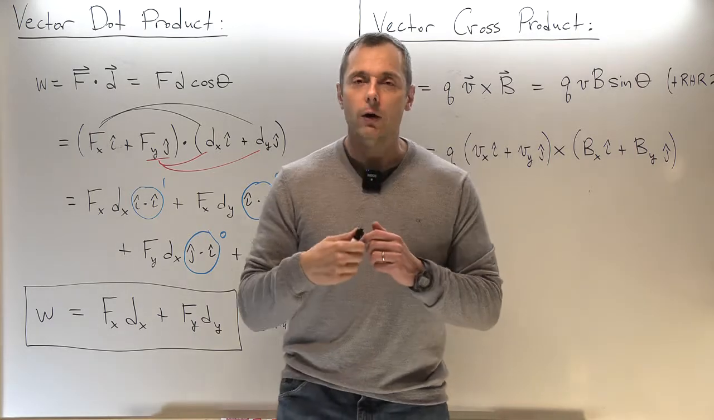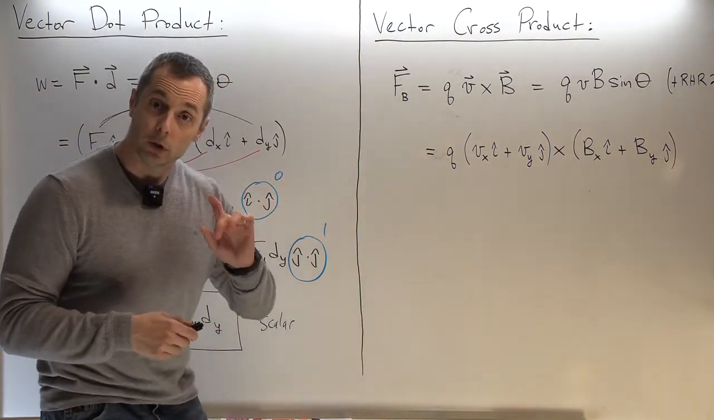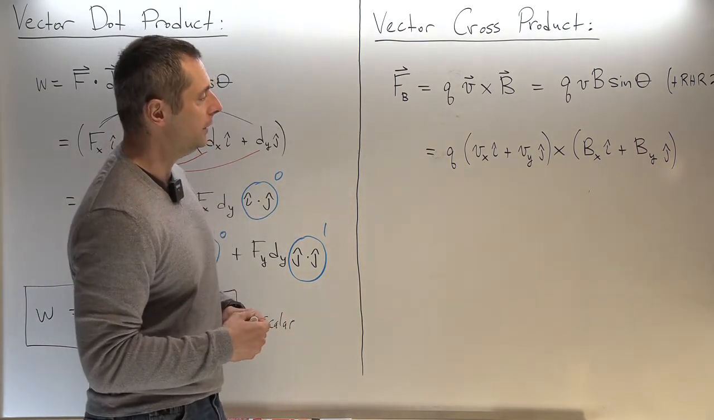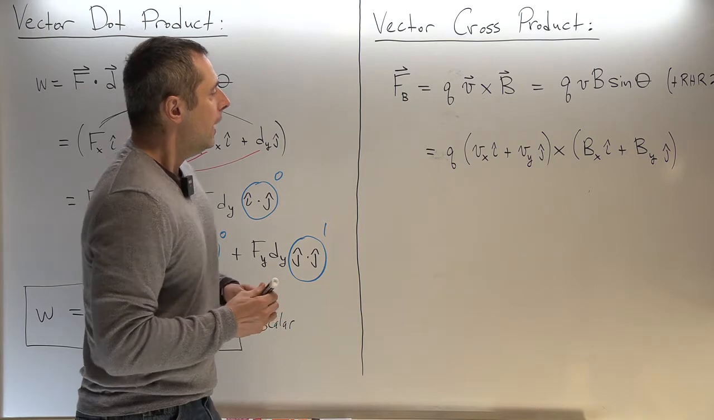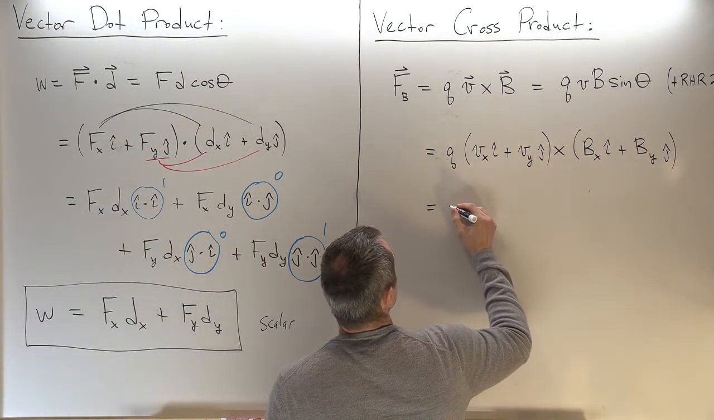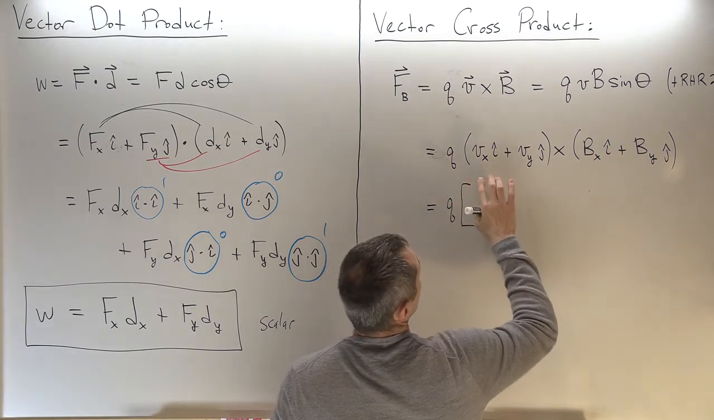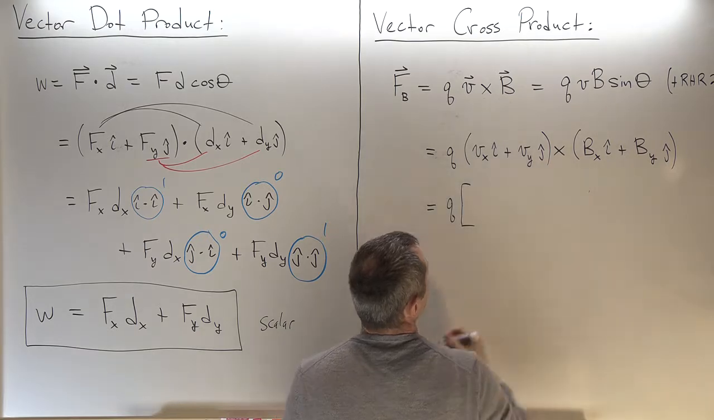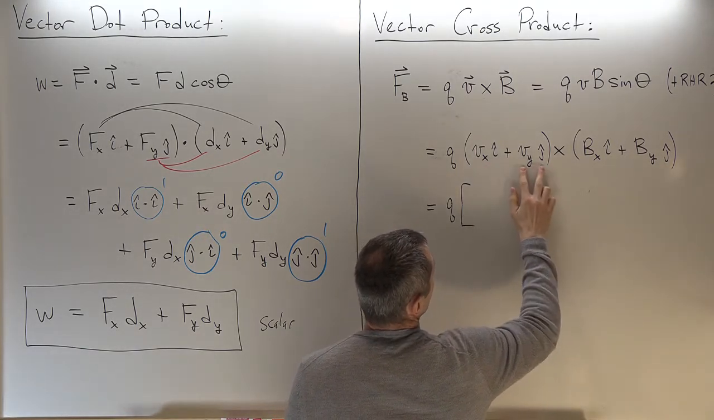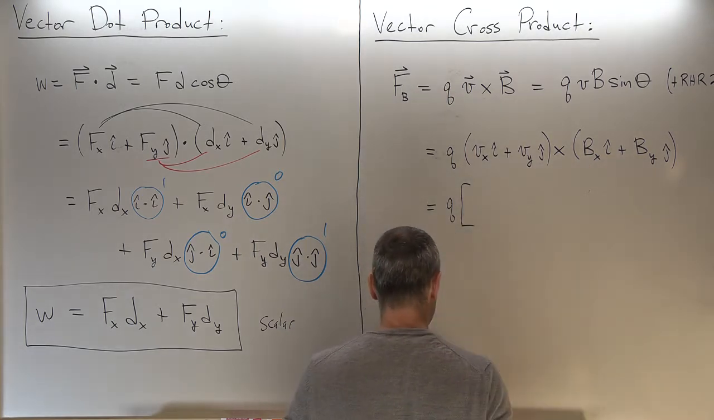Now let's take a look how we would perform a similar operation with two vectors, but with a cross product instead. We're still multiplying vectors, but with a different kind of multiplication process. So we proceed in a similar fashion. What I'm going to do is say q times, the q is out in the front. I'm basically multiplying these two vectors, the velocity with an x component, the velocity with a y component, the magnetic field with an x component, magnetic field with a y component.